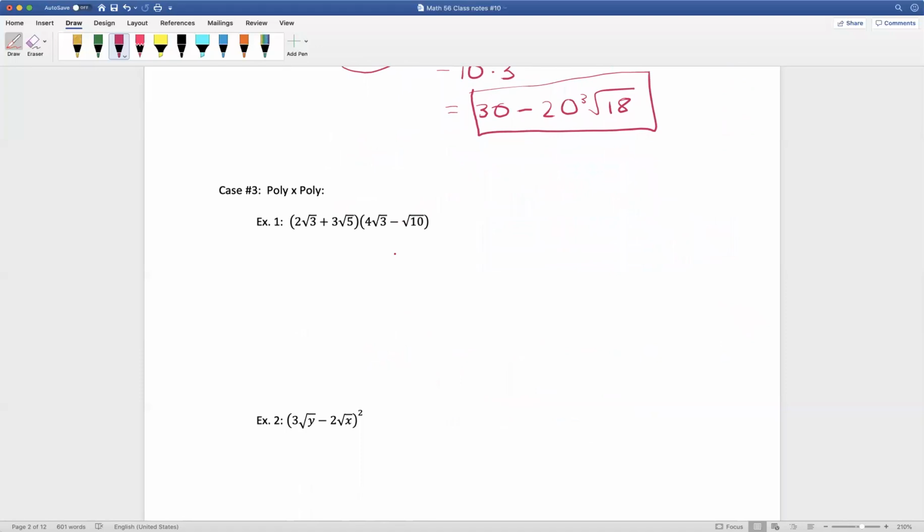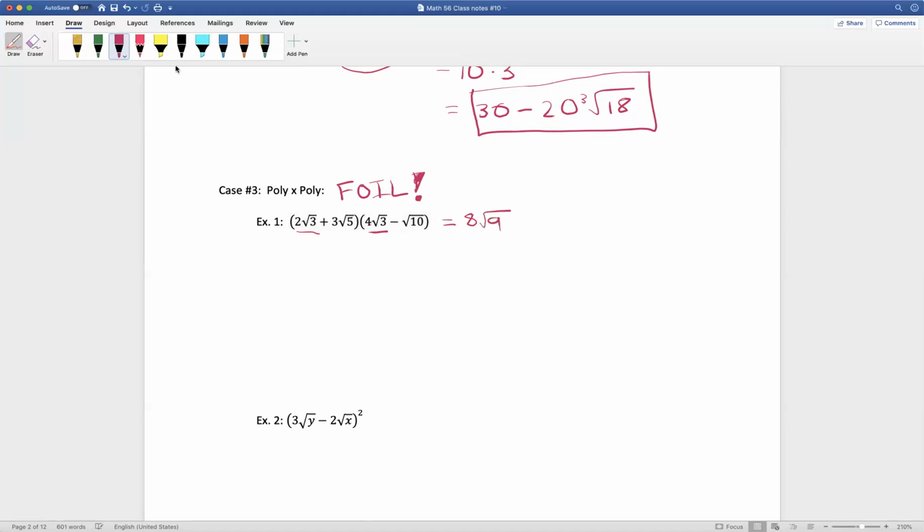Okay, let's take a look now. This structure should look familiar. This is a binomial times a binomial. And I hope you remember, if you have a binomial times a binomial, we can FOIL. You can do the same thing here too. Remember, FOIL is just a mnemonic to help you remember to distribute. So when we distribute the first two terms together, 2 times 4 is 8. Square root of 3 times square root of 3 is square root of 9. Those are the first two terms.